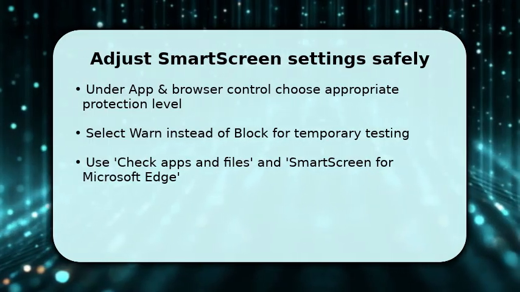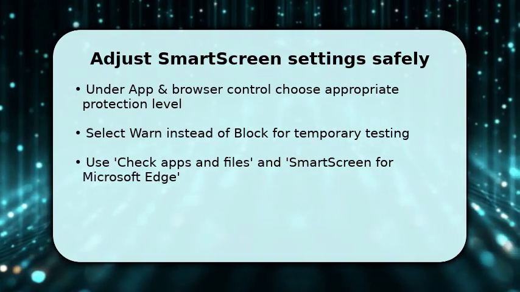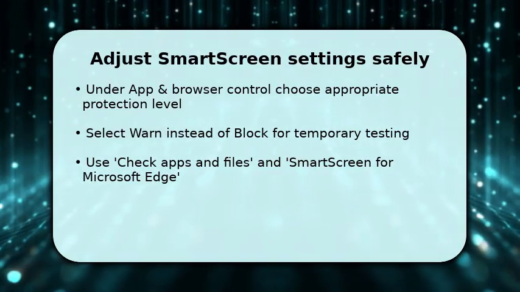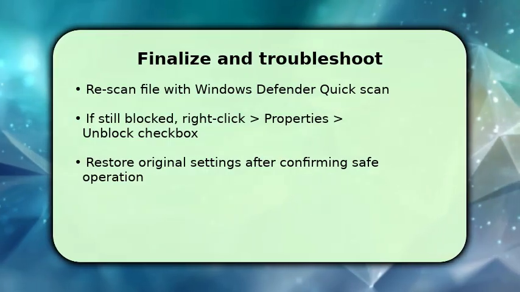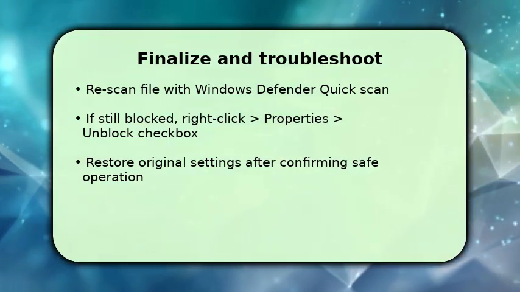Once done, try opening the flagged file to confirm it runs. Then revert settings if you prefer stricter default. Finish by scanning the file with Windows Defender so you know it's clean. Once the scan passes, run the file.